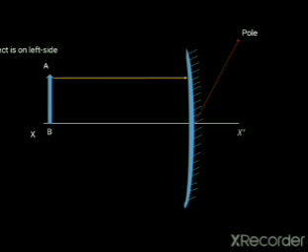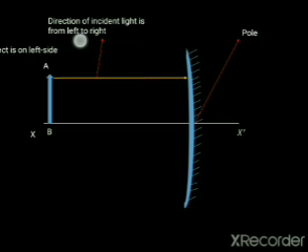And the ray of light will always go from left to right. This is also the second rule. It will always go from left to right. Suppose I am considering this object as a candle, the ray of light will always go from left to right. Small arrow over here. Therefore, direction of incident light is from left to right. Always and always. If this is the object, direction of a ray of light is always from left to right.